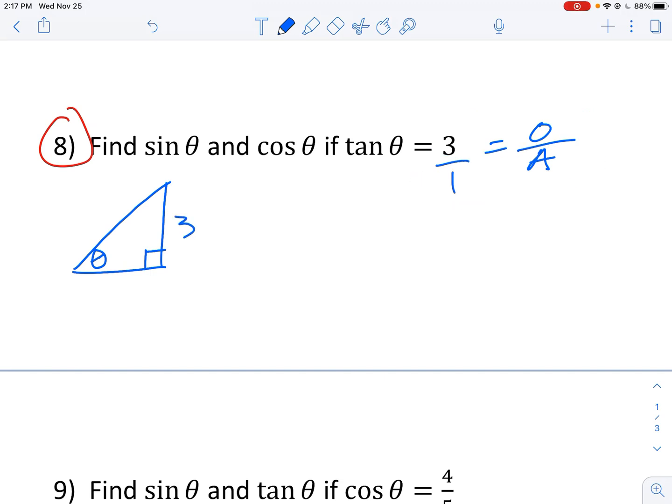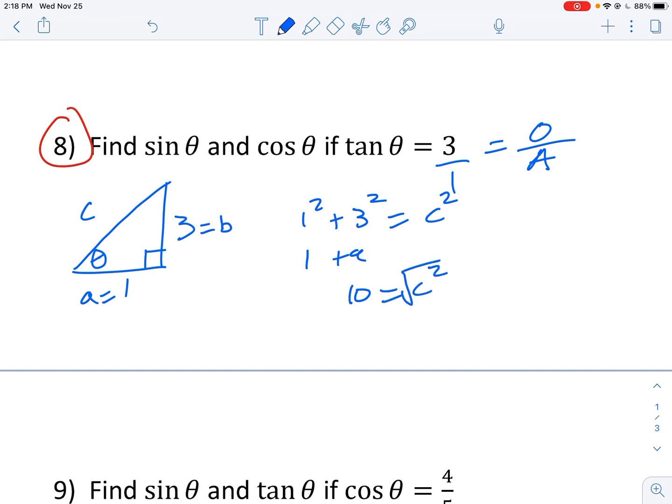So opposite 3, adjacent 1, which means we don't know our hypotenuse. And to get sine and cosine, you need hypotenuse. Luckily, hypotenuse in this case is our c, and our other sides are a and b. And so we can put it in our Pythagorean theorem. A squared plus b squared equals c squared. 1 squared is 1, 3 squared is 9, and so c squared is 10.